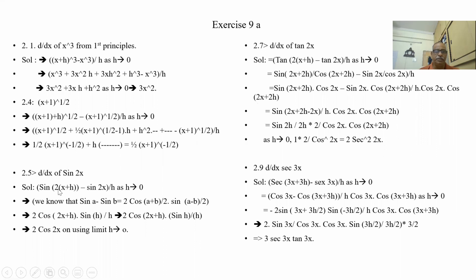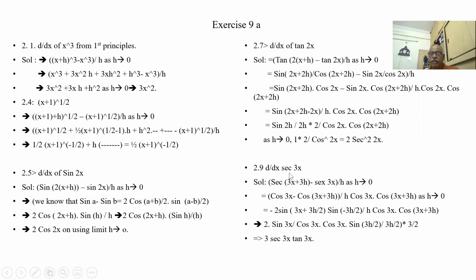So sine 2x. We have done sine x, now sine 2 into x plus h minus sine 2x by h. This is sine a minus sine b. Sine a minus sine b is 2 cos a plus b by 2 into sine a minus b by 2. We know this formula. So when I put here sine h by h, limit of h tends to 0 is 1. So 2 cos of 2x plus h. When h is 0, it is 2 cos 2x. So differentiation of sine 2x is cos 2x into 2. So 2 cos 2x. This is from fundamentals. So all that way we can prove from fundamentals.